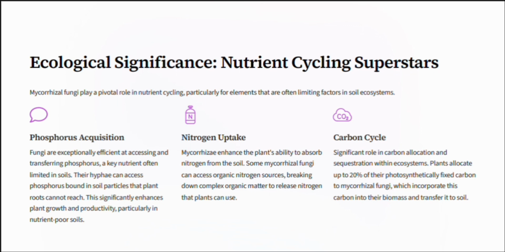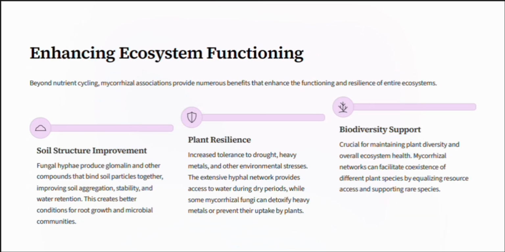The second one is nutrient uptake. Nitrogen is very essential for the growth of the plant because cell division occurs because of nitrogen. Mycorrhiza helps to absorb nitrogen from the soil, and it accesses organic nitrogen sources by breaking down complex matter and releasing the nitrogen for use by the plant. And then the carbon cycle.